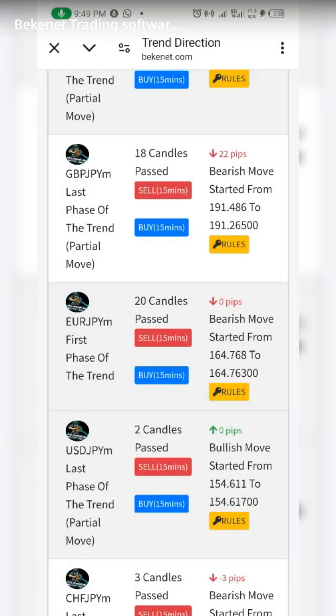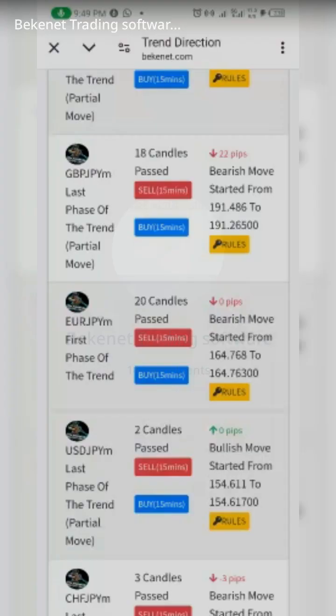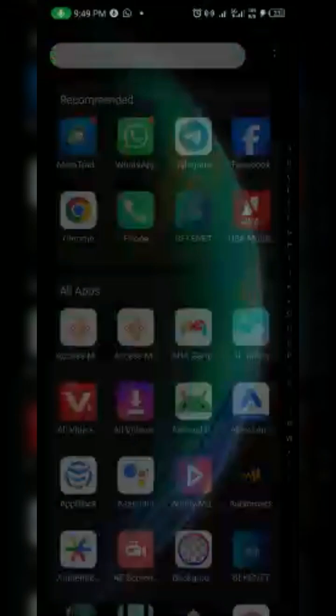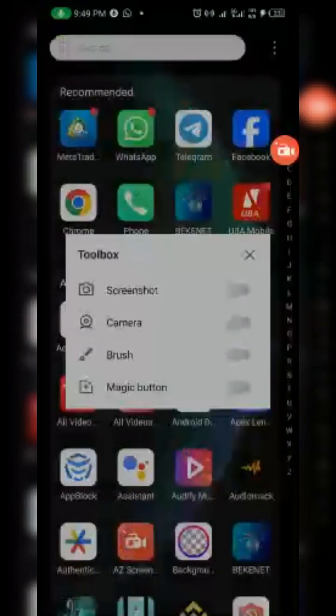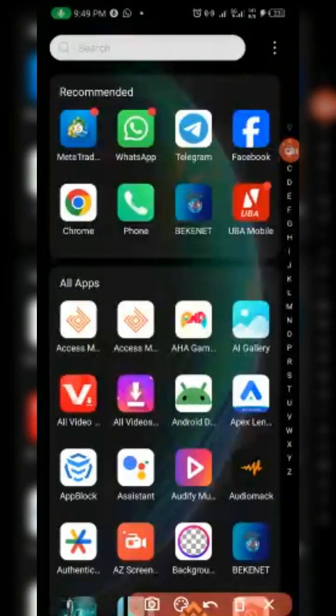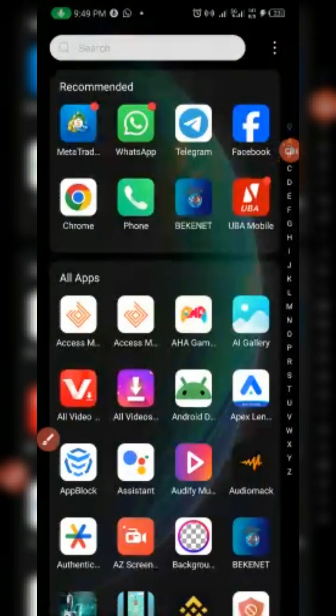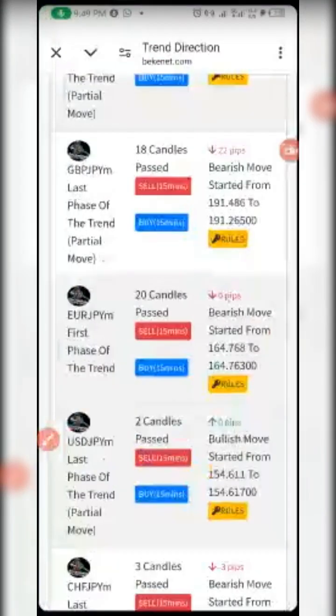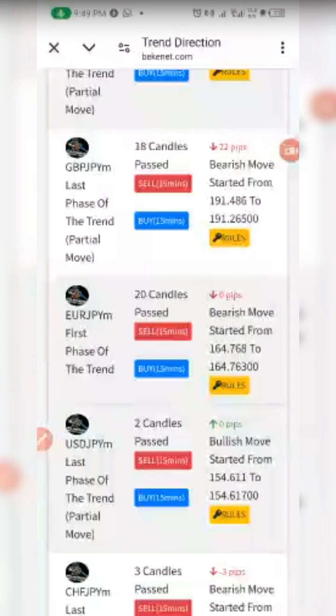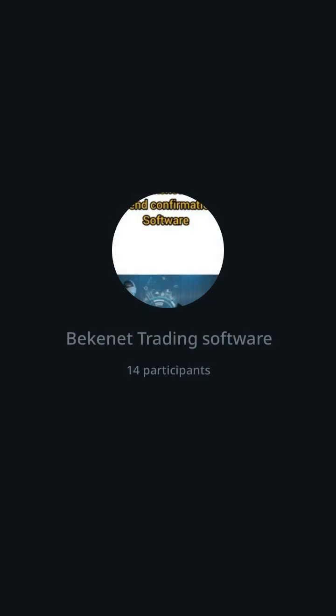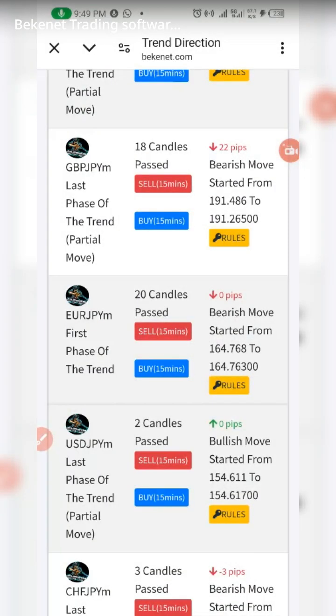All right. Now, the first question is this. If the higher time frame, let's assume 4 hours, is on the last phase of a bearish move, and you scale down to, let's say, 15 minutes, and it's on the first phase of a bullish move, can we take the bullish trade?